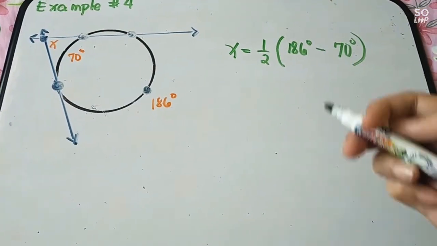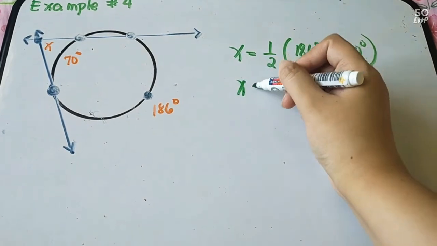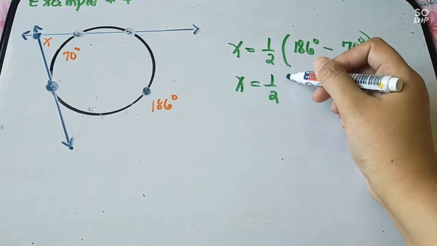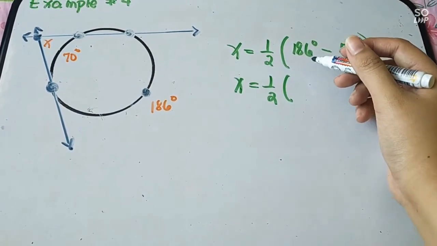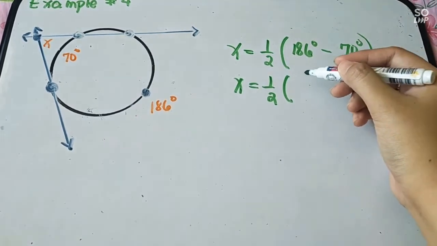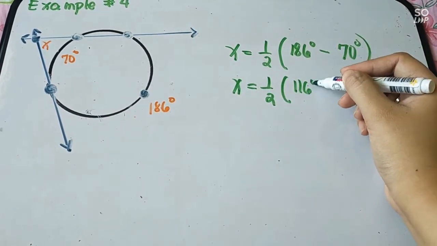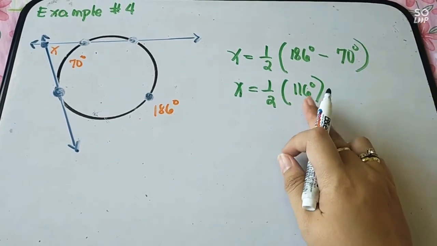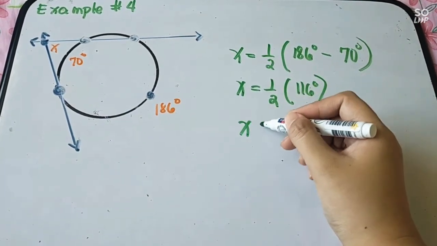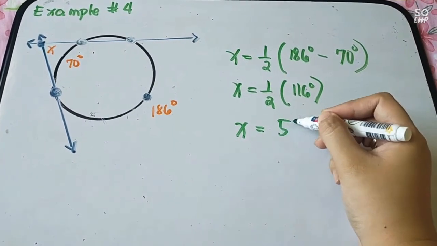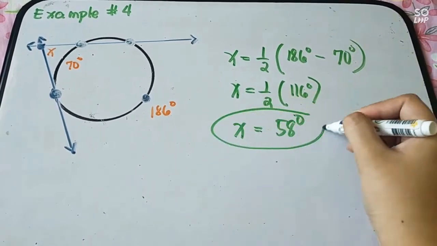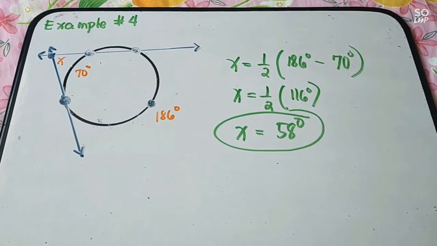Let us now solve. We have now your x, which is equal to 1/2, then 186 minus 70 degrees. The answer is 116 degrees. Now, what's the half of 116 degrees? So, x is equal to 58 degrees. So, ganun lang kasimple. Okay?